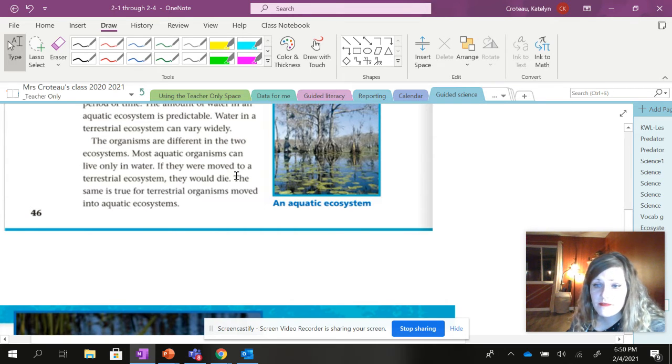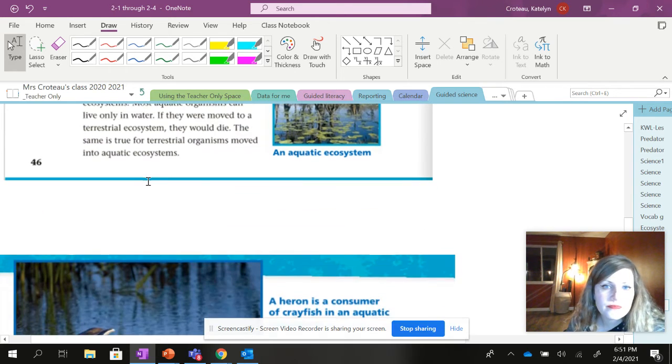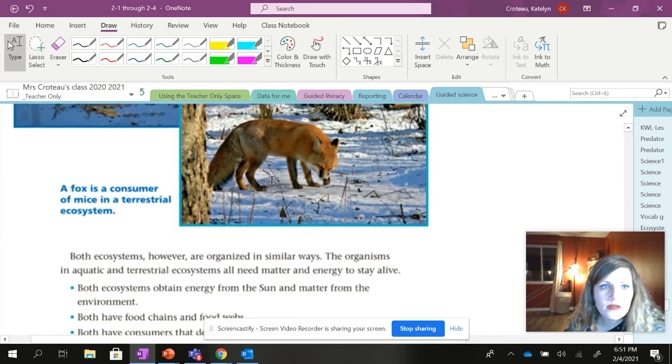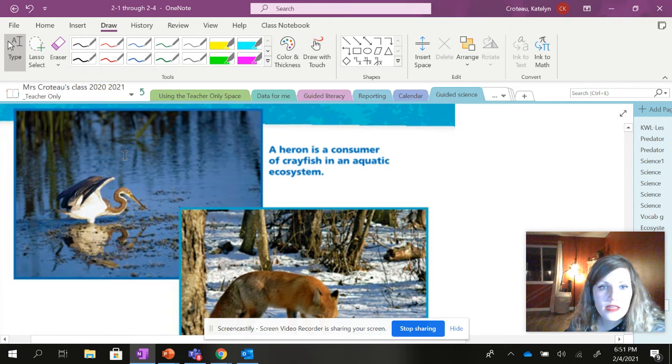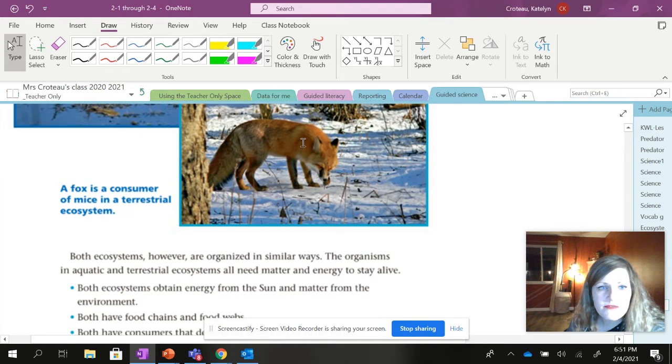So this is like the example I gave the other day. You're not going to put a fish in a desert out of water and expect it to live. And you're not going to put a giraffe in the ocean, right? The same is true for terrestrial organisms moved into aquatic ecosystems. So you can't just flip-flop the animals or the plants, really, from one to another. It doesn't work that way. Okay. Here's a heron. Nice, pretty bird. And here's a fox.